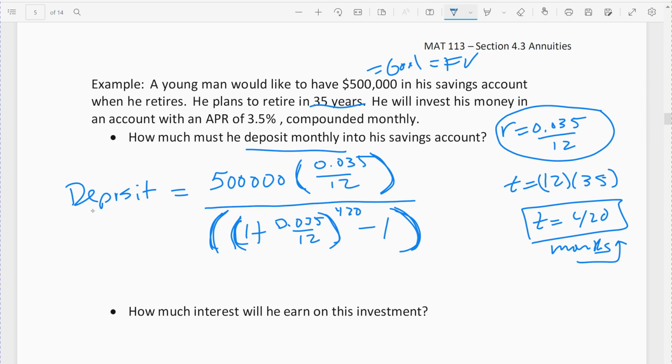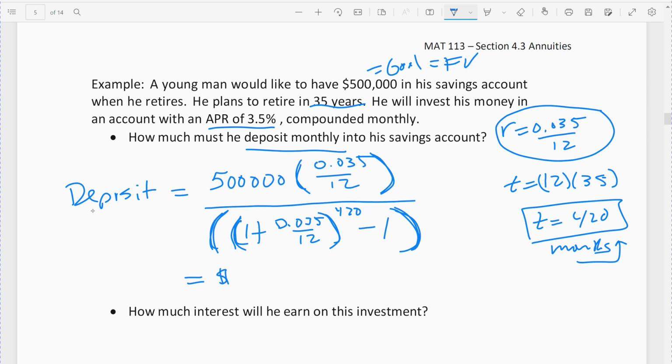Okay, so how much does he have to deposit monthly in order to accumulate $500,000 at this APR? Which again is about what CDs at the bank or individual retirement plans are actually around. That 3.5 is about their going rate right now, somewhere between 3 and 4%, is what individual retirement plans are.